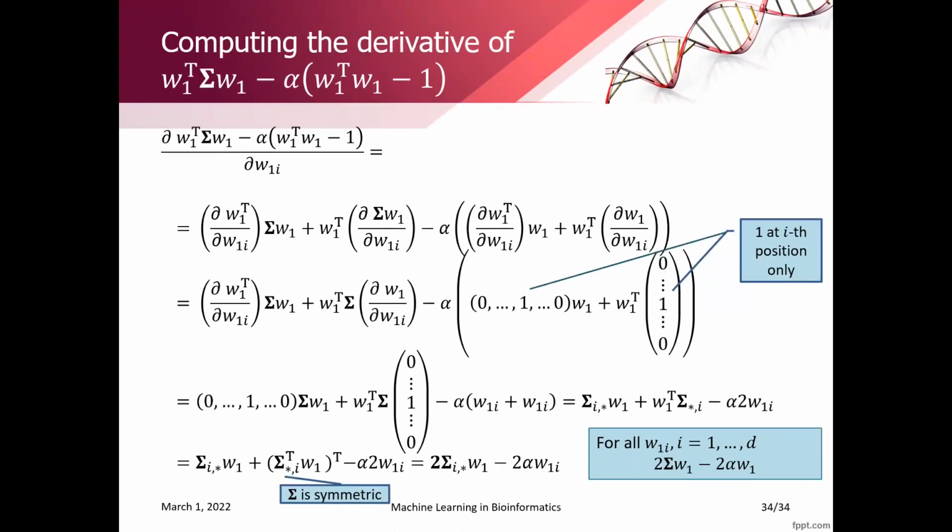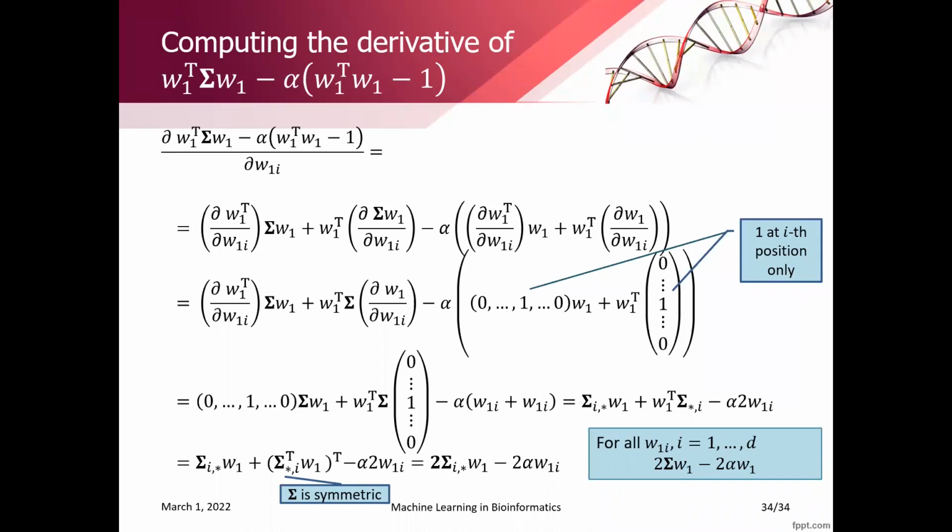So we are computing the partial derivatives of W sub 1 transpose times the covariance matrix times W sub 1 minus alpha times W sub 1 transpose times W sub 1 minus 1, with partial derivatives for each element of W sub 1. So W sub 1 has elements 1 to D, where D is the number of dimensions in our observations.